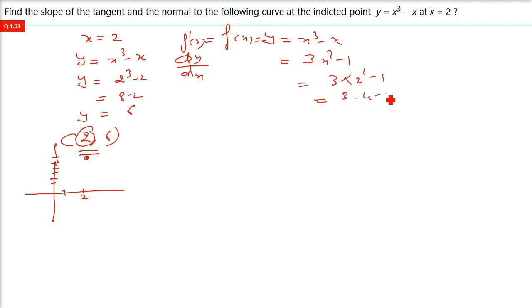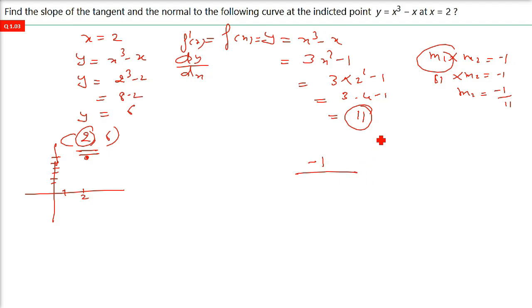So 3 into 4 minus 1, that is 12 minus 1. 11 is the slope of the tangent. How about the slope of the normal? It's just put this 11 in the denominator of -1. So next time, we'll not do this m1 into m2 equals -1. We'll just simply put whatever value comes here as the denominator of -1.